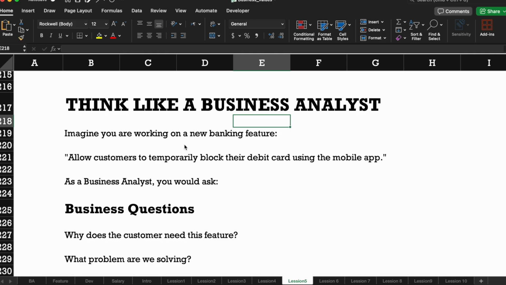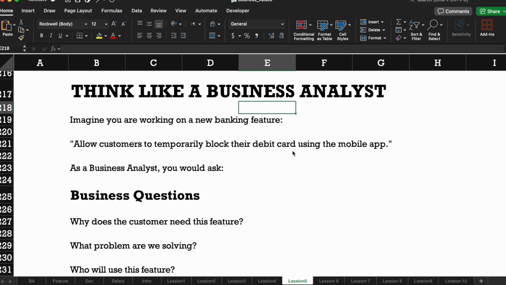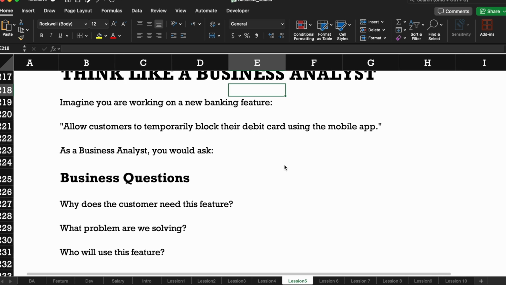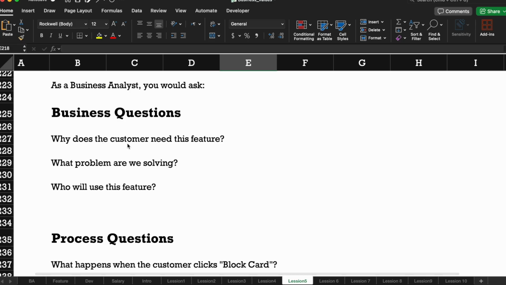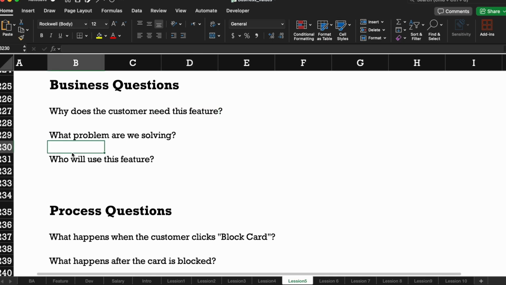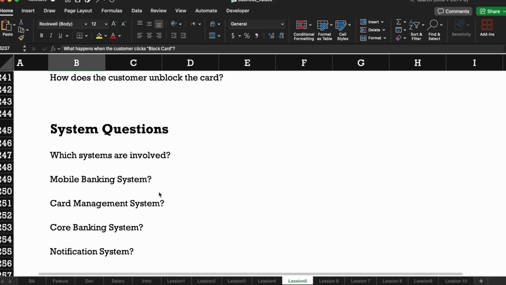So imagine you are working on a new banking feature: allow customers to temporarily block their debit card using a mobile app. This is a feature. As a business analyst, you would ask questions like, why does the customer need this feature, right? What problem are we solving? Who will use this feature? Process questions: what happens when the customer clicks block card? What happens after the card is blocked? How does the customer unblock the card?